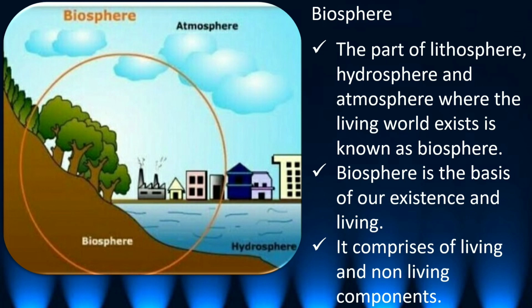The last sphere of the earth is biosphere. The part of lithosphere, hydrosphere, and atmosphere where the living world exists is known as biosphere. So, the amalgamation of all the three spheres where life exists is known as biosphere. Biosphere is the basis of our existence and living. Without biosphere, life is not possible. It comprises living and non-living components, because there is a strong relationship between living and non-living, without which life cannot be possible. So, living and non-living are both components of biosphere.